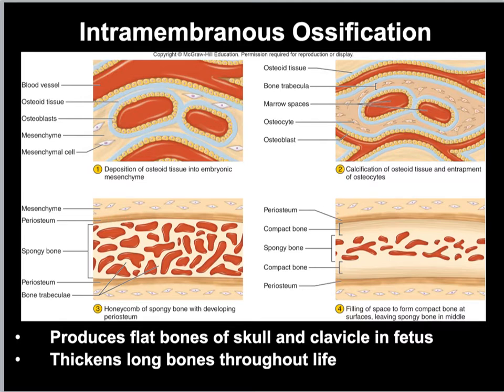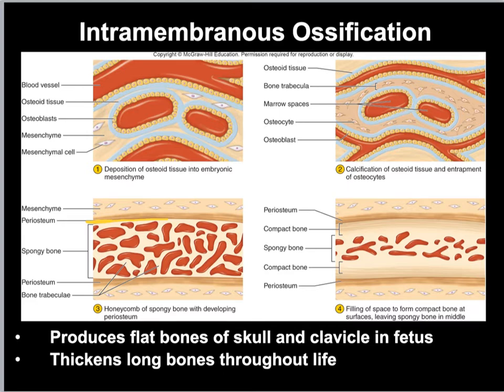So this very inner layer of the periosteum is osteogenic cells that turn into osteoblasts and then lay down basically osteoid tissue. And they just lay down a thick layer of osteoid tissue on the outside of this.